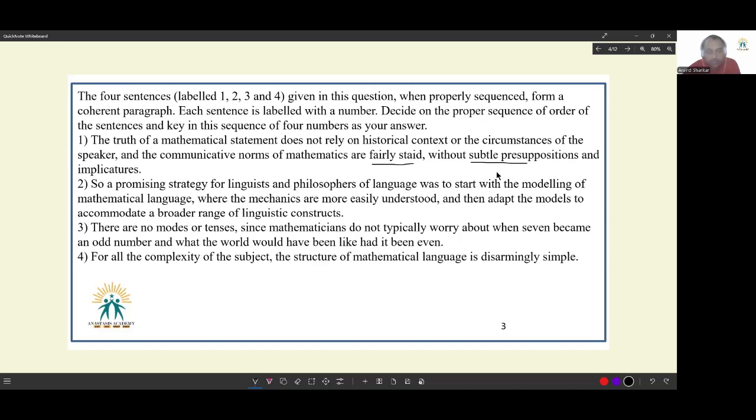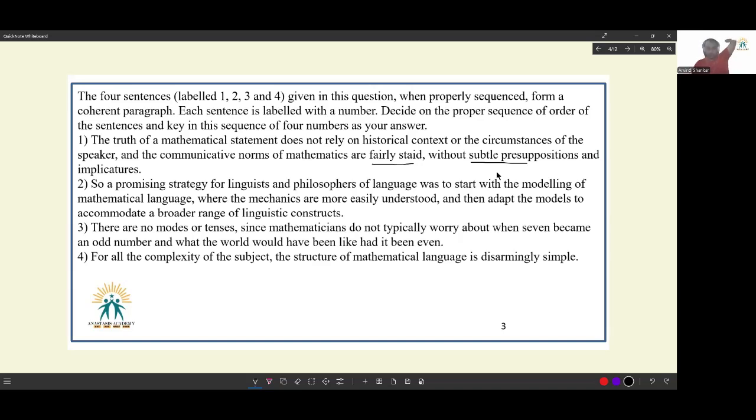So a promising strategy for linguists and philosophers of language was to start with the modeling of mathematical language, where mechanics are more easily understood, and then adapt the models to accommodate a broader range of linguistic constructs. Okay. There are no modes or tenses, since mathematicians do not typically worry about when 7 became an odd number and what the world would have been like had it been even. For all the complexity of the subject, the structure of mathematical language is disarmingly simple.